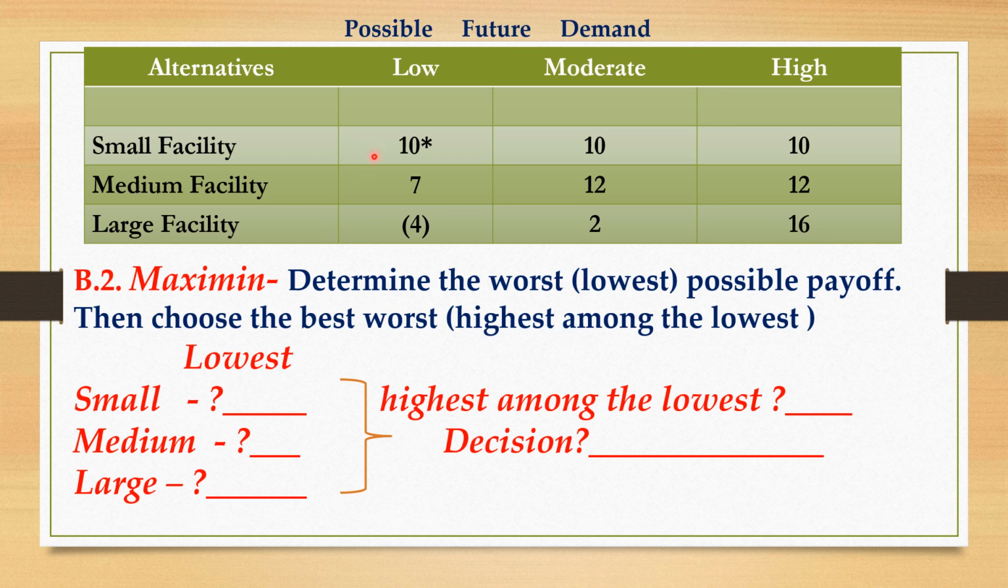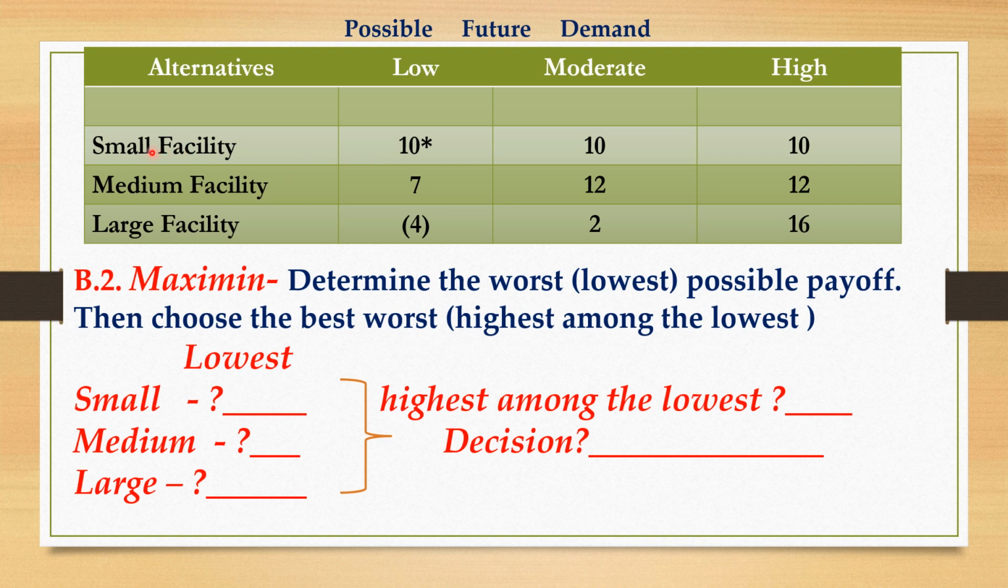Let's proceed with B.2, Maximin Criterion. Here's how you're going to conduct decision making under environment of uncertainty using the Maximin Criterion. Look at the table. This will be the first step: we have to determine the worst or the lowest possible payoff under each alternative.